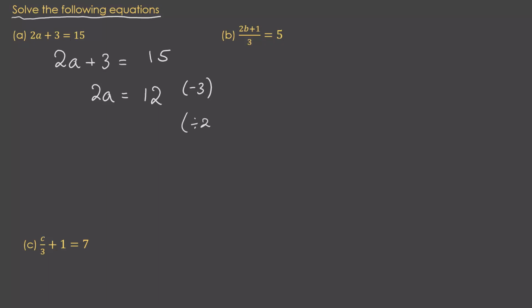I'm then going to divide both sides by 2. If I do that to the left, I get a. If I do it to the right, I get 6.